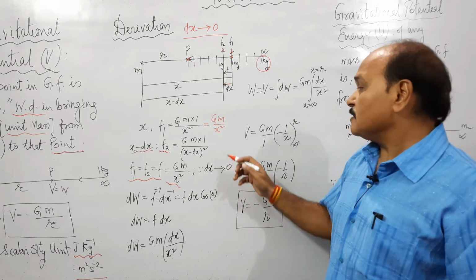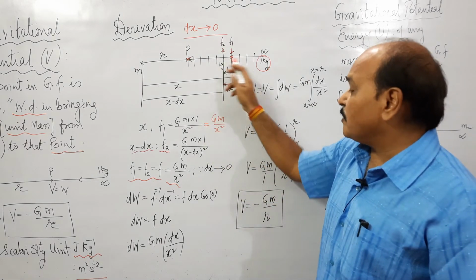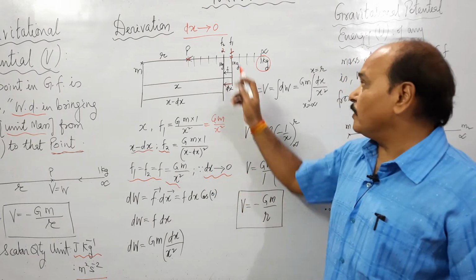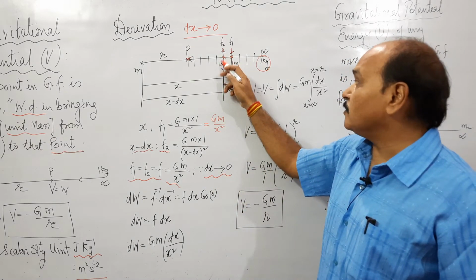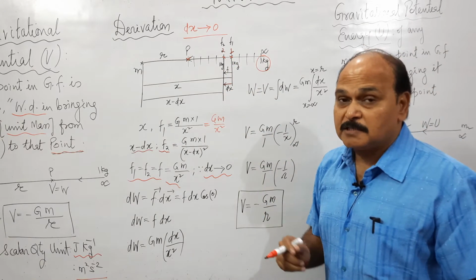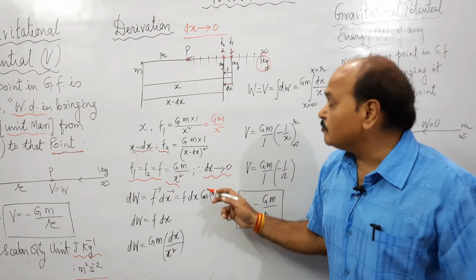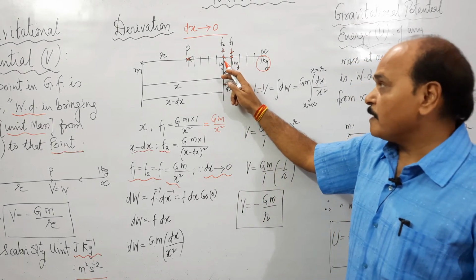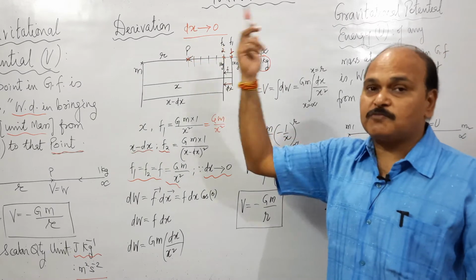Why? Because the separation between these 2 points 1 and 2 is dx, and that tends to 0. So 1 and 2 are 2 points in the neighborhood, and the separation between them is 0. And it is because of this that we can assume the force at 1 is the same as the force at 2. Well, for this very small displacement, what is the work done?